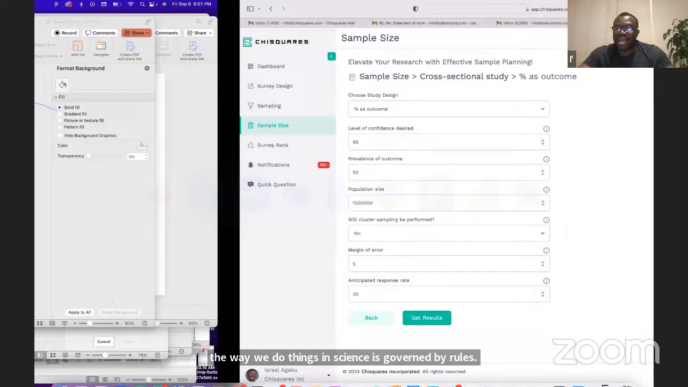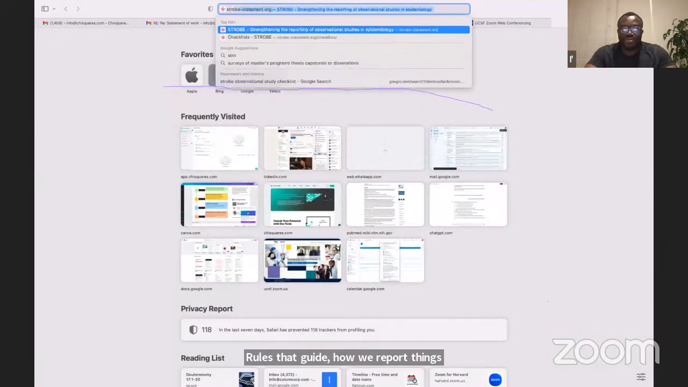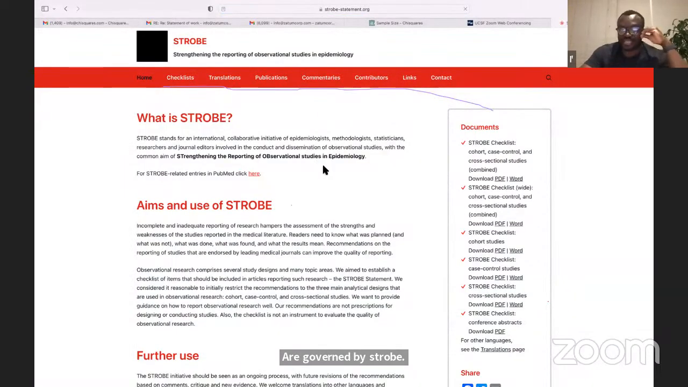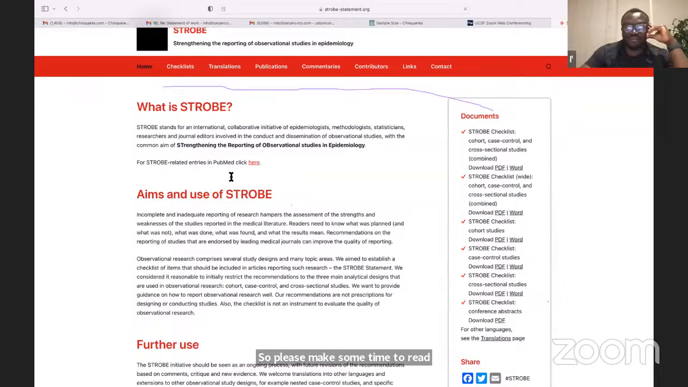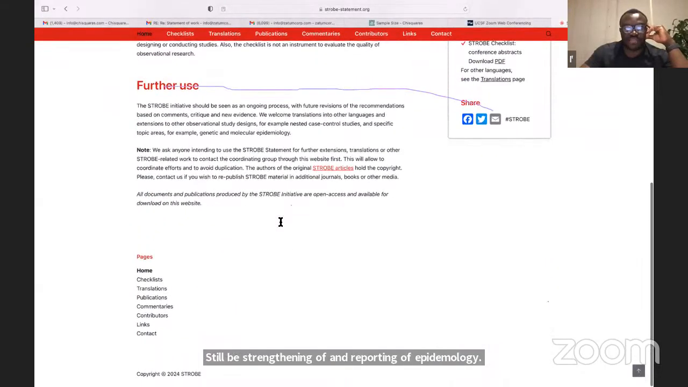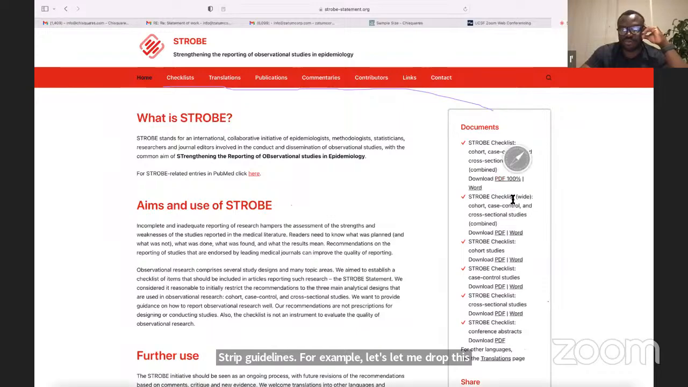So, for example, the rules that guide how we report things in research are governed by STROBE. Please make some time to read up on the STROBE guidelines. STROBE is Strengthening the Reporting of Observational Studies in Epidemiology. Let me drop the link here. The PDF, let me see if I can pull it up.